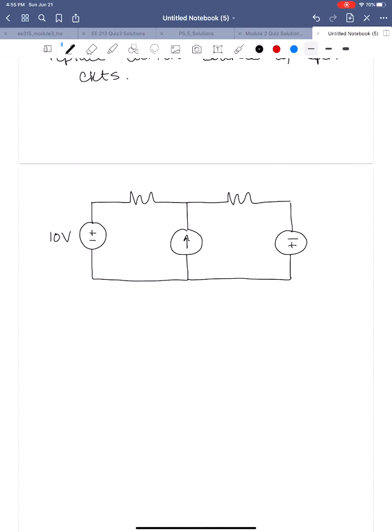So this is 10 volts, 4 ohms, 10 ohms, 8 volts, 3 amps, and we are going to solve for this voltage Vx using superposition. There are 3 independent sources, so n is equal to 3. This means we will be solving for 3 parts of the voltage Vx, and we will be drawing 3 circuits, one where each one of those sources is on and the other 2 are off.